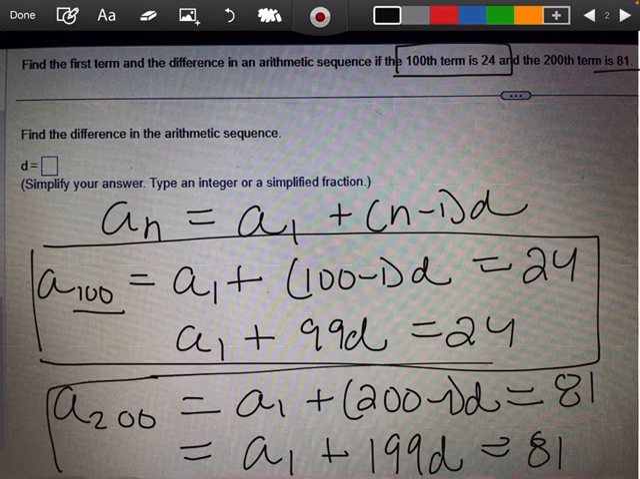So again, we have an expression for the 200th term. What we're trying to do, y'all, is look for the first term and the difference. Why don't we do this? I'm going to go to the next slide and write down a couple of things. Let's see, the 100th term is a1 plus 99d equals 24.